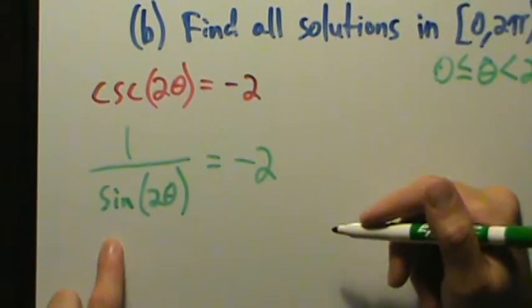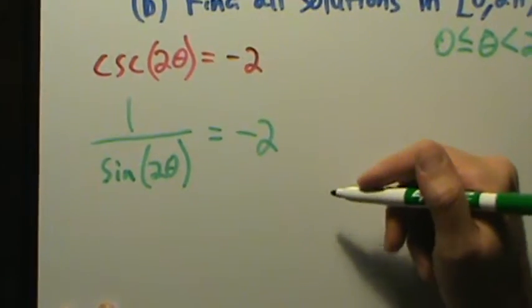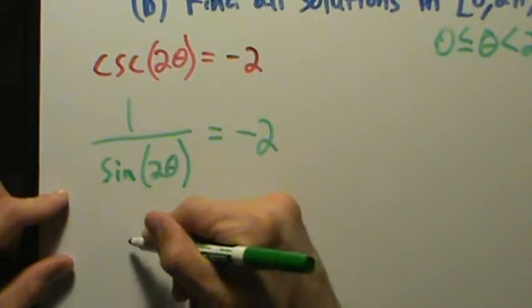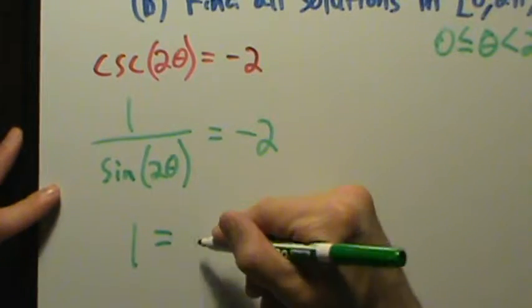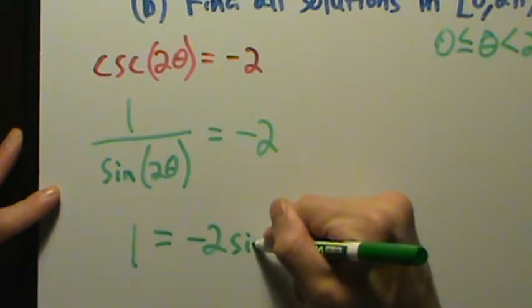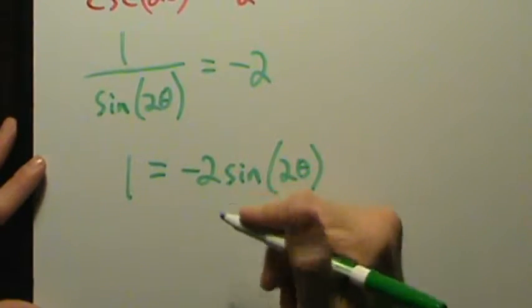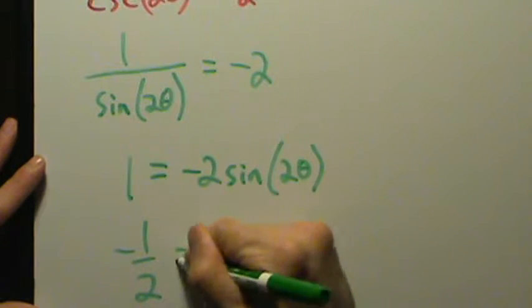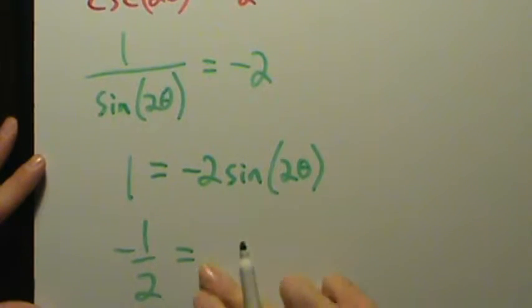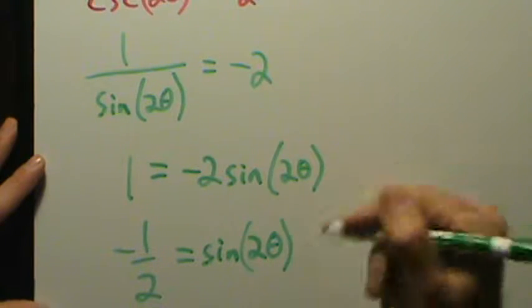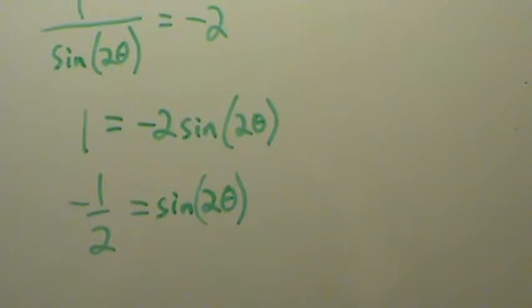Now we can multiply both sides by the sine of 2 theta. On the left side we just get 1. On the right side we have -2 times the sine of 2 theta. Now we can divide everything by -2. So we have -1/2 equals the sine of 2 theta. Okay. Now where do we go from there?